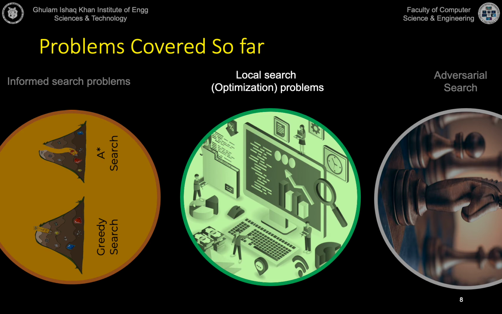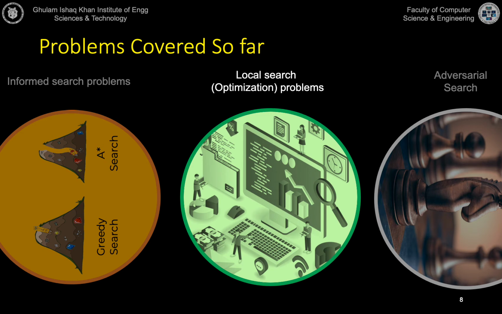Then after the informed search problems and uninformed search problems, we discussed the local search problems, which are also called optimization problems. In this particular part, we discussed three different techniques, namely simulated annealing, gradient ascent or gradient descent, or hill climbing, and the third one was genetic algorithms.